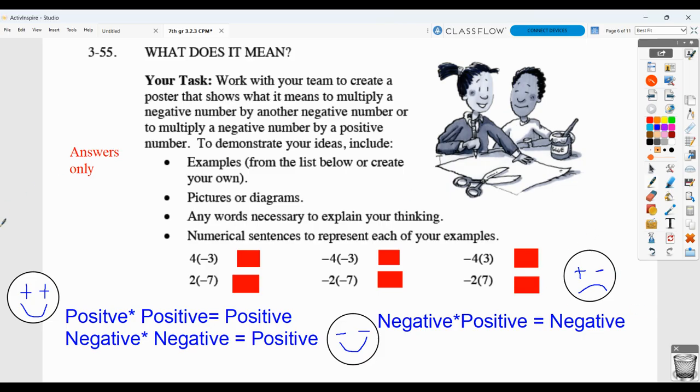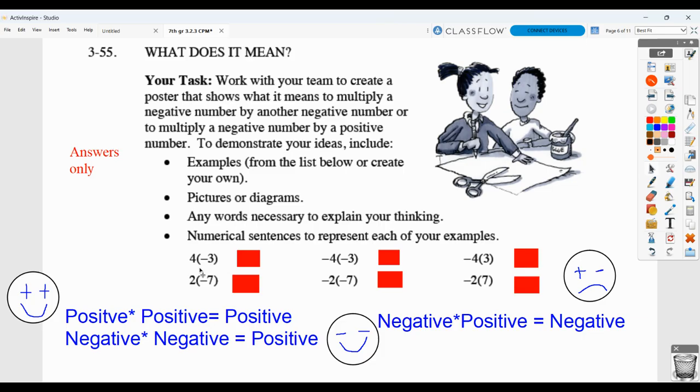Now, this is true for multiplication and true for division. It is not true with adding or subtracting. So we need to make sure that we're clear on the fact that these rules only apply when you're multiplying or dividing integers. Now, based on those rules, I want you to figure out what the answers are here. So take a moment, pause your video, and see if you can figure it out.